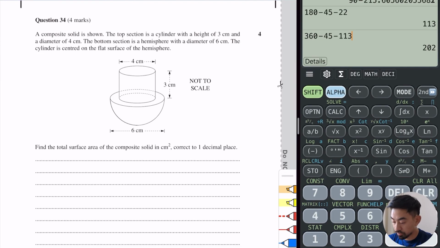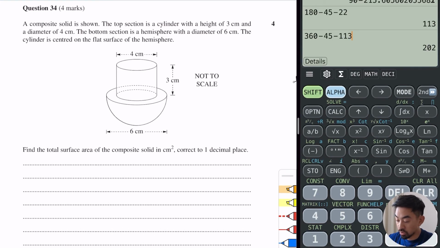Okay, 34. A composite solid is shown, the top section of a cylinder with height of 3 centimeters and a diameter of 4. The bottom section of a hemisphere with a diameter of 6. The cylinder is centered on a flat surface of the hemisphere. Find the total surface area of the composite solid in square centimeters. Okay, so let's try and pull this apart, literally.